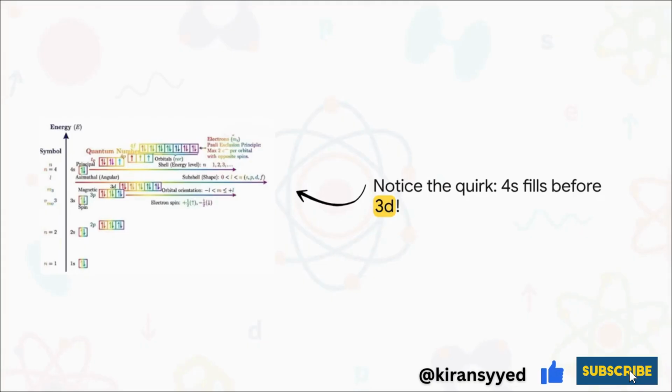Now, because of the seating rule, we get this fascinating little quirk of nature. If you follow the energy levels up past 3p, wait for it, the 4s box actually sits at a physically lower energy level than the 3d boxes, even though it's technically a higher shell number. So, those lazy electrons will actually sit in the 4s seats before they even begin to touch the 3d seats. It's a beautiful, kind of messy reality of quantum mechanics.